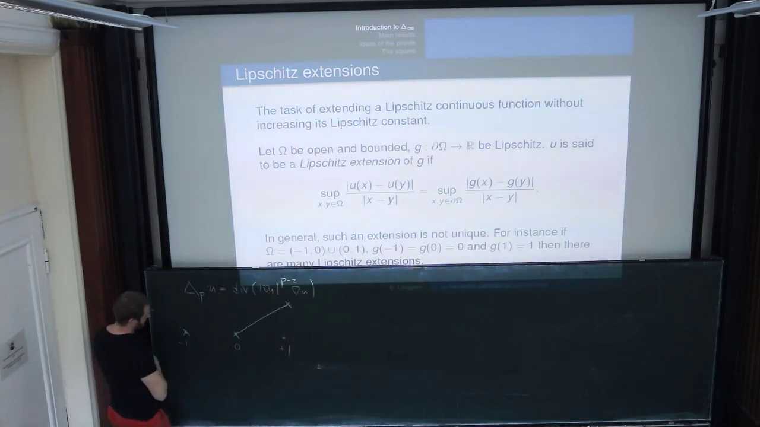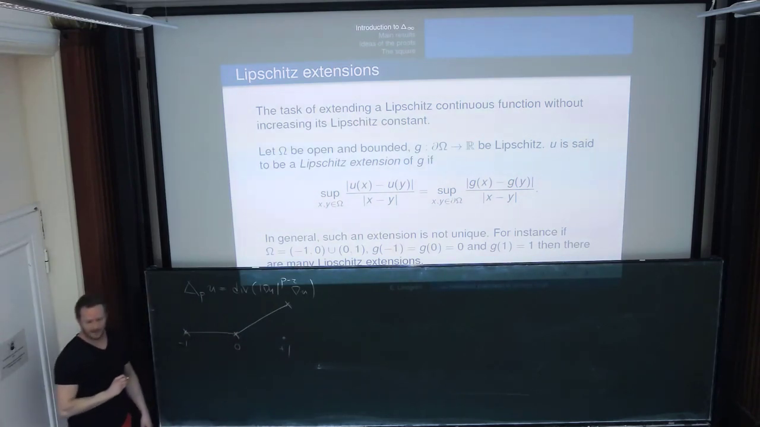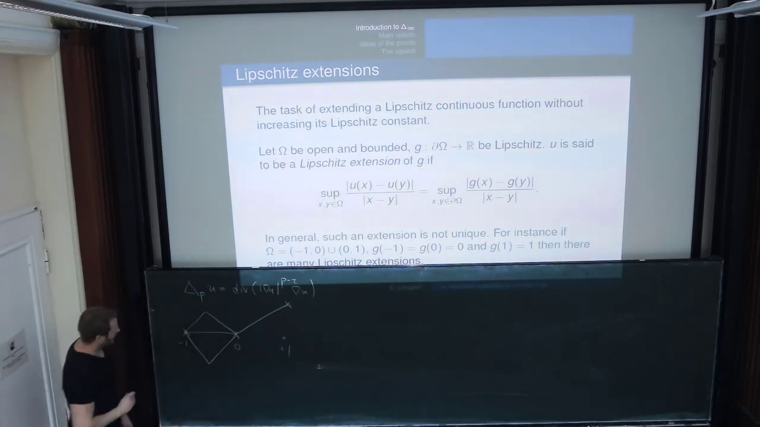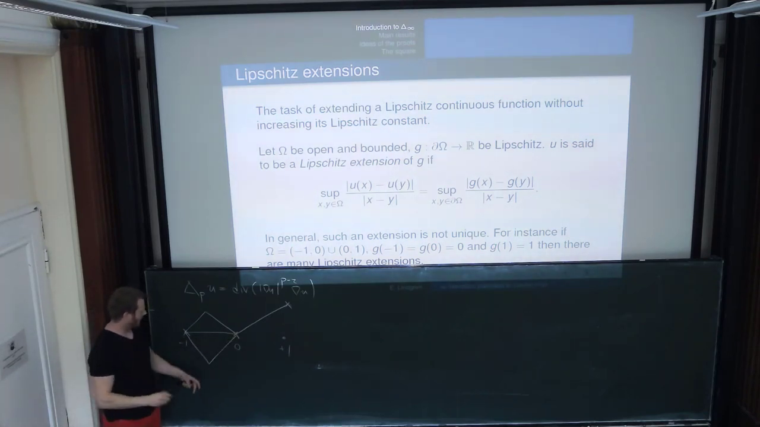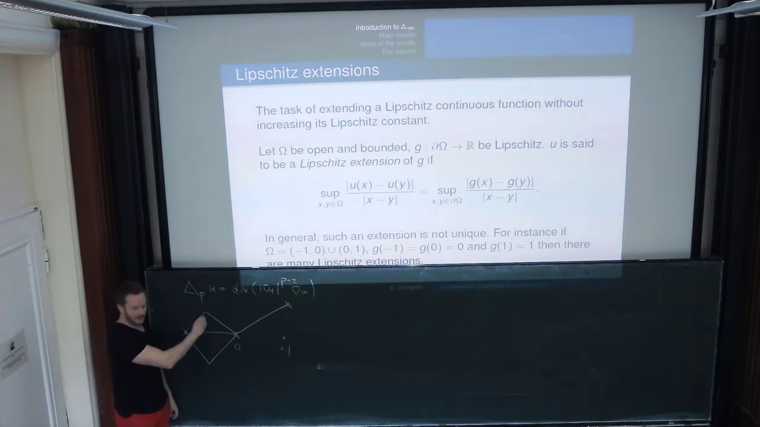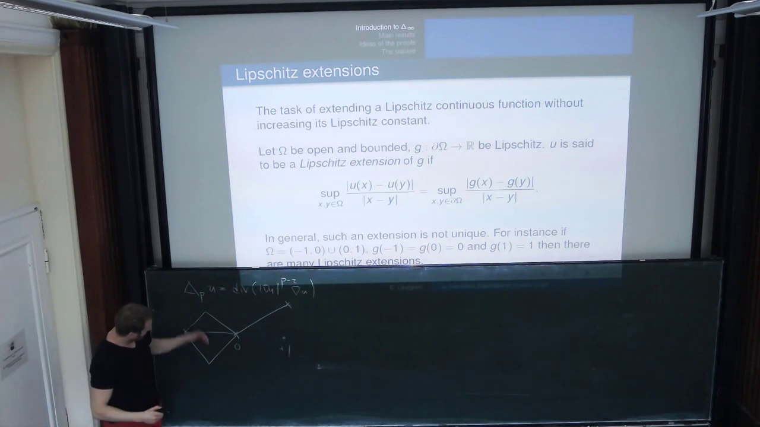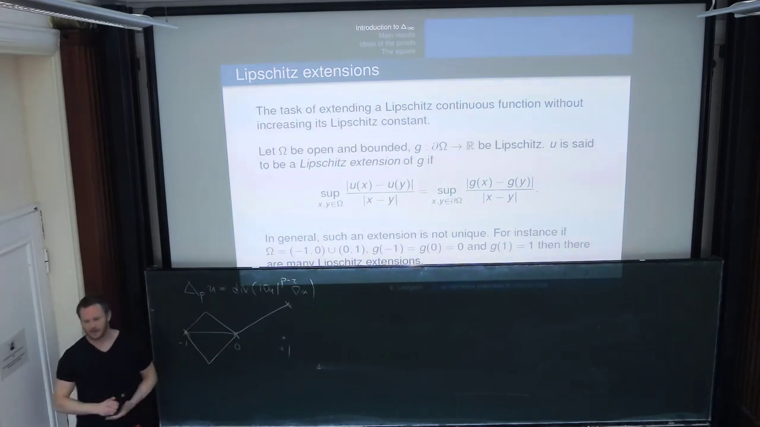But here, you can take this function, and it's not going to affect the Lipschitz norm, right? You can take a function with slope 1 or a function with slope minus 1, and then change the slope, of course, so that it hits this point. Anything in between here that doesn't have too steep a slope will be a Lipschitz extension. In fact, any Lipschitz extension will lie in between those two. There is always a maximal one and a minimal one.